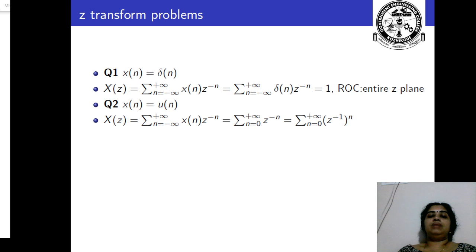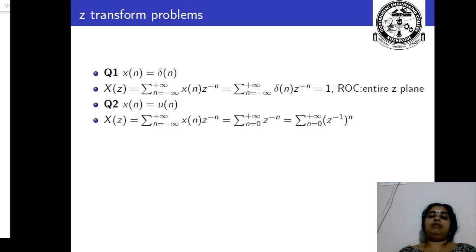So in the summation, for the negative values of n, u of n has 0 value. So you need not consider the negative values in the summation. The summation can be rewritten as summation n equal to 0 to plus infinity z raised to minus n, where x of n is equal to 1 for n from 0 to infinity. For all values of n from 0 to infinity, x of n takes a value equal to 1. So your summation becomes summation n equal to 0 to infinity z raised to minus 1 whole raised to n. What does it imply? It is nothing but the sum of infinite terms of a geometric progression series, or GP, with common ratio z raised to minus 1.